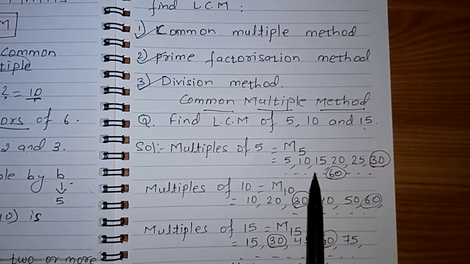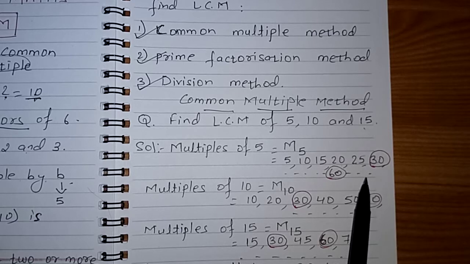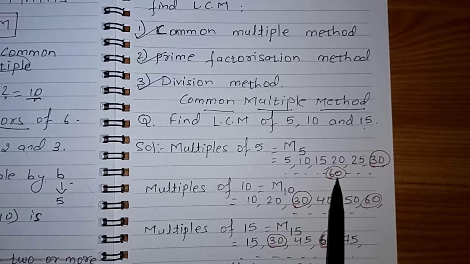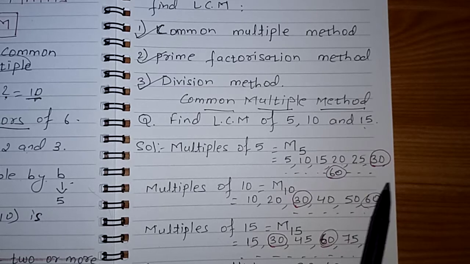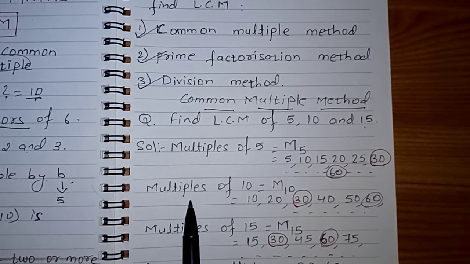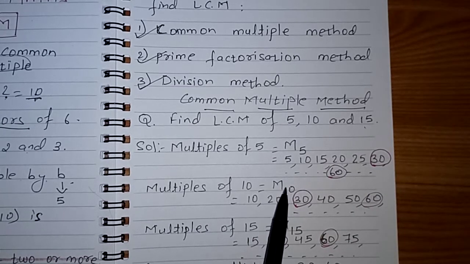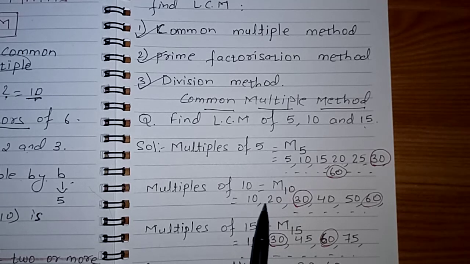Then I kept the dots again after that. Here in the middle, 60 also I kept. 60 is also one of the multiples of 5. Next, multiples of 10, or M of 10: 10, 20, 30, 40, 50, 60, dot dot dot, like that.